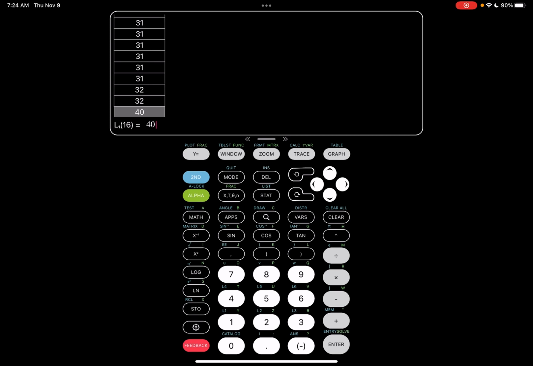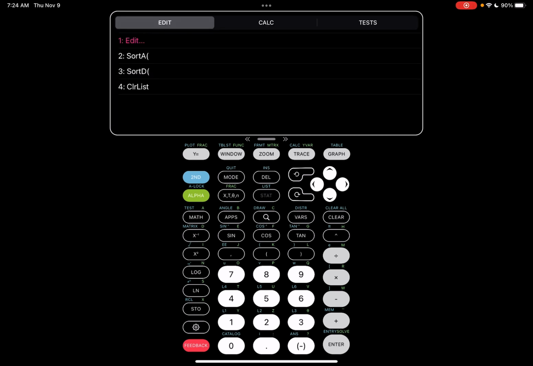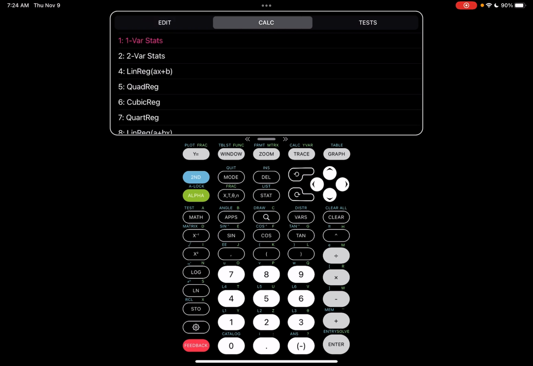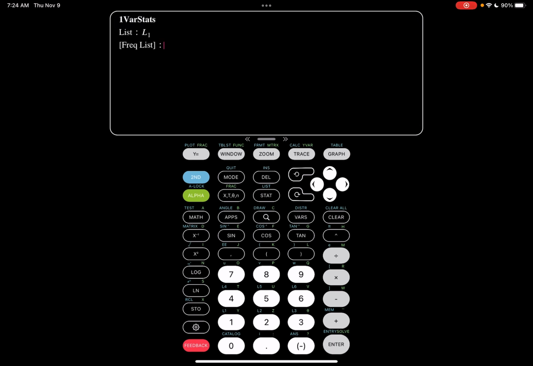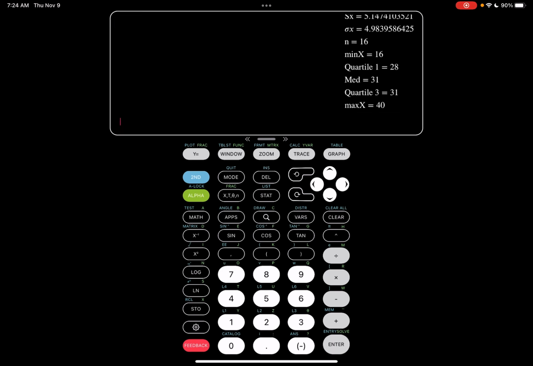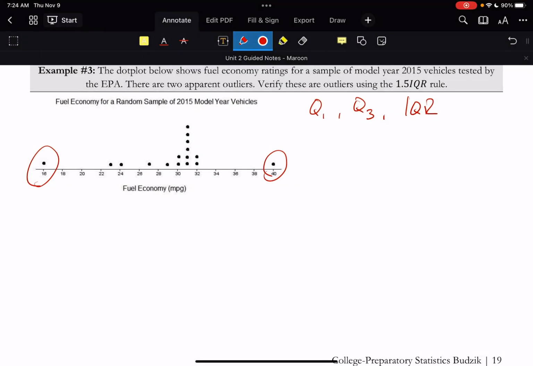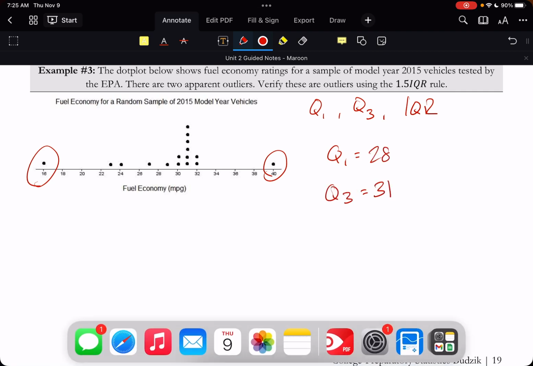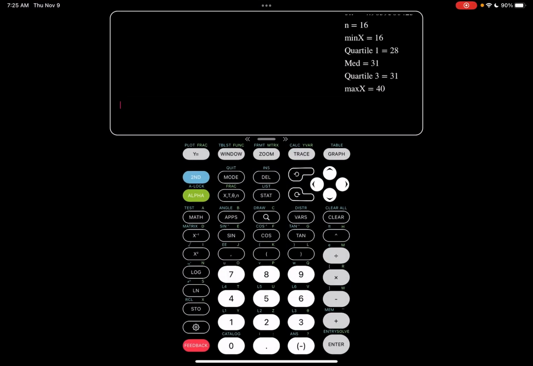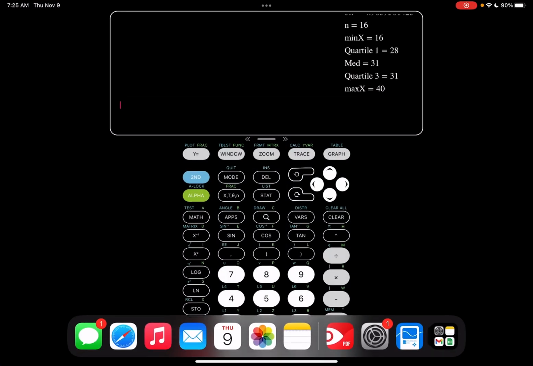Once I enter that in, I'm going to go to stat, over to calc, one variable stats, enter. And I'm going to look at my lower quartile and my upper quartile. So I have my Q1 is 28, I have my Q3 is 31. So now we can go back and mark that. Q1 was 28 and Q3 is 31, I believe. Just double check that. 28 and 31.